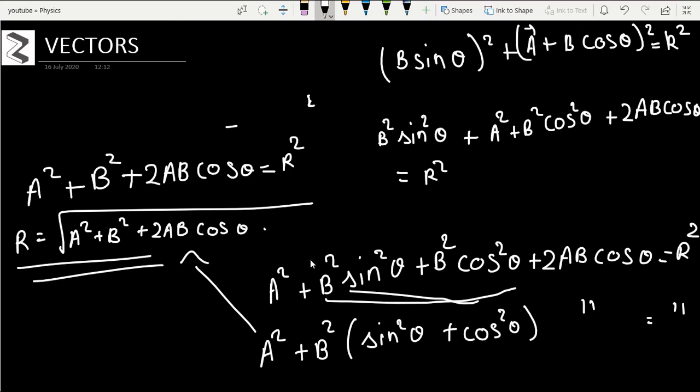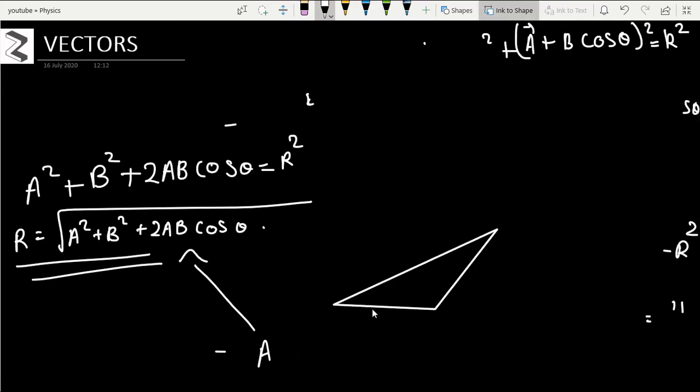So the derivation was a bit lengthy, but you might have understood how this resultant came. And for finding the resultant, this is the easiest formula that you can use. So if I mention the values, this is A, this is B. Here A and B are the magnitudes of the vectors. Theta will be the angle between the two directions of the vectors, so this angle. And this is going to be the resultant.